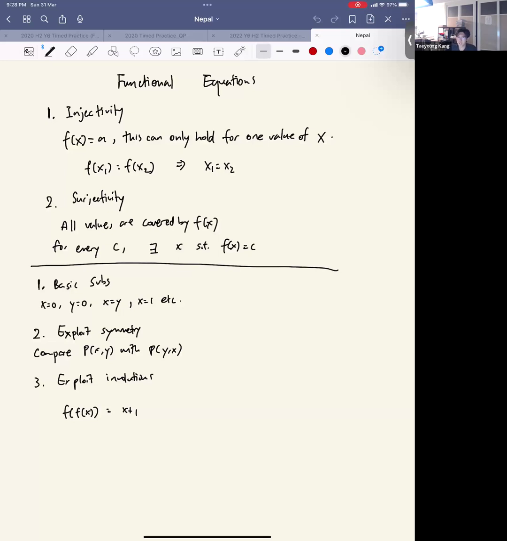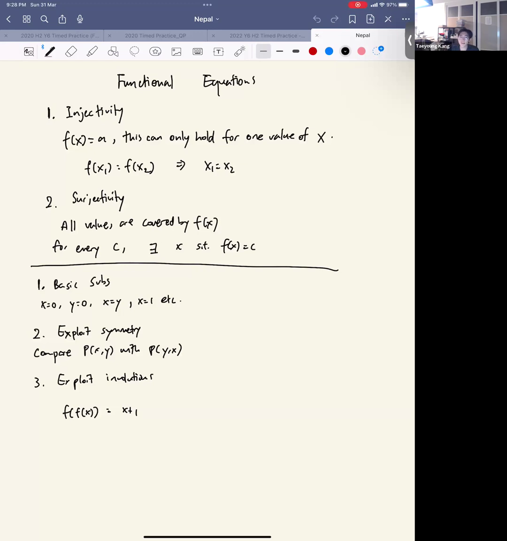So, what is injectivity? What injectivity is trying to say is that if you have a value that a function can achieve, a unique x achieves that value. So f(x1) equals f(x2) implies that x1 must equal x2. It means that for every possible value that can be attained by the function f(x), only one x can attain that.